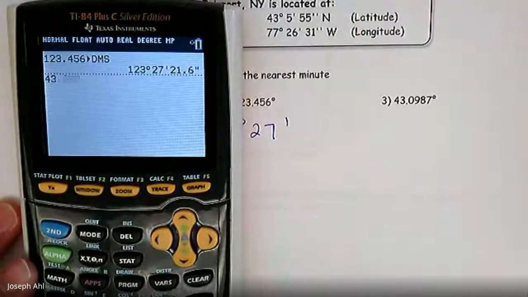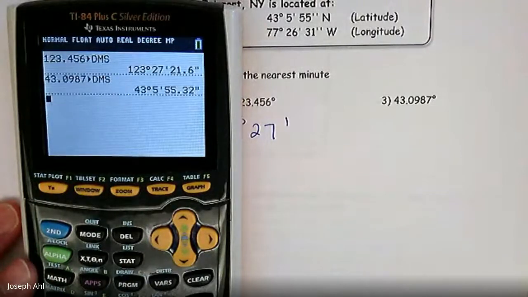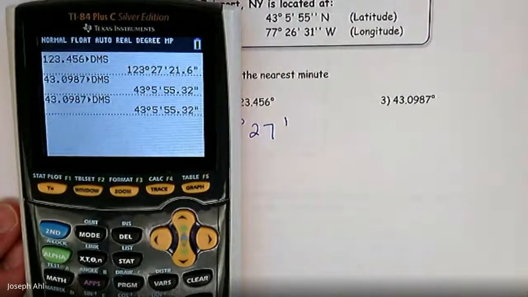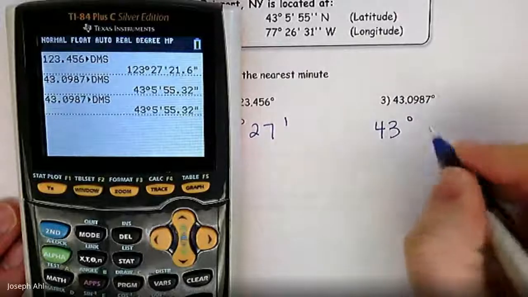43.0987. Second apps, choice 4, degrees, minutes, seconds. Oops, I hit it twice. 43 degrees, 5 minutes, and 55.32 seconds. I'll tell you that this to the nearest minute is 43 degrees and 6 minutes.